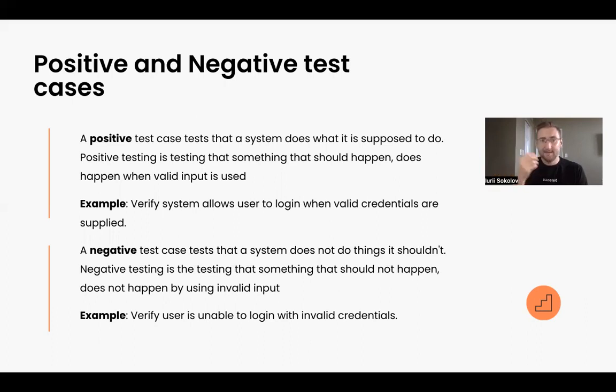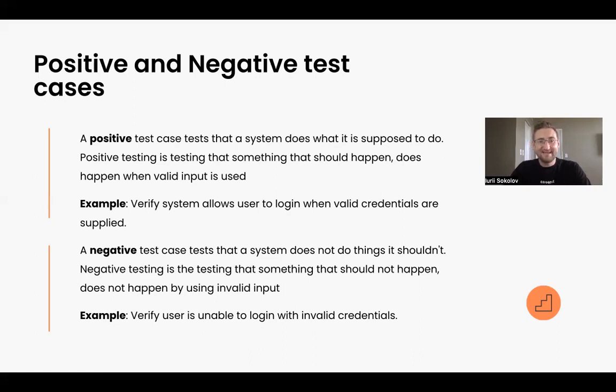For example, verify system allows user to log in with valid credentials. Okay? In this case, valid credentials, username and password, are something that our system considers a valid input. So our system processes valid input, and it lets users log in. So it does what it's supposed to do. Okay? Let's look at what a negative test case is.